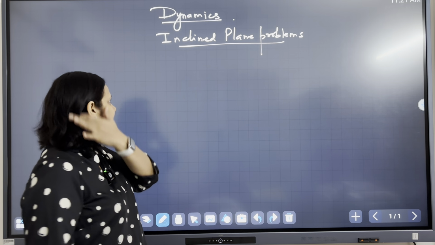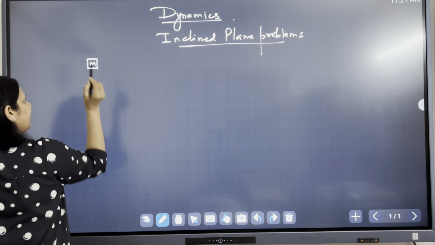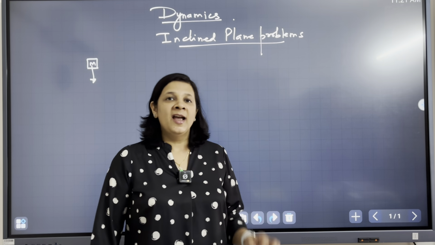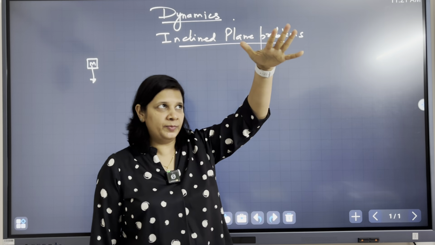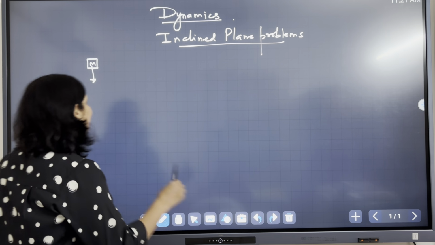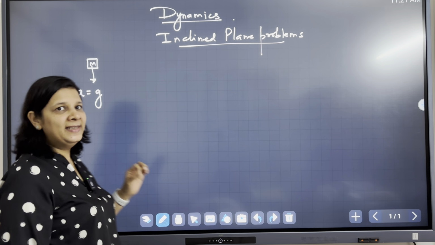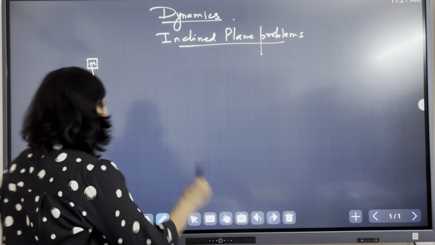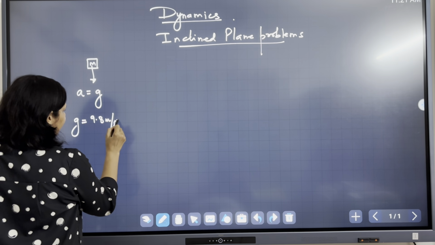So what we have learned earlier, for example, if there is a block of mass m and I drop the block, right? How much will be the acceleration of this block? When something is dropped, the acceleration is due to gravity, right? That we already know. So acceleration will be equal to g. G is acceleration due to gravity, that is 9.8 meter per second square.